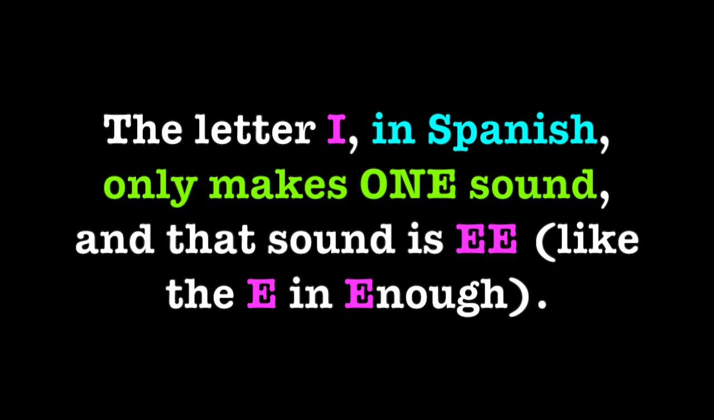The letter I in Spanish only makes one sound. It's always the same sound, and that sound is ee. So anytime you hear someone say ee, that is going to be a letter I in Spanish. Anytime you see an I, the way you're going to say it is ee.